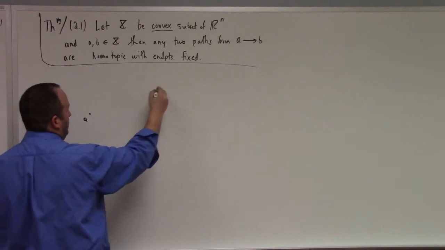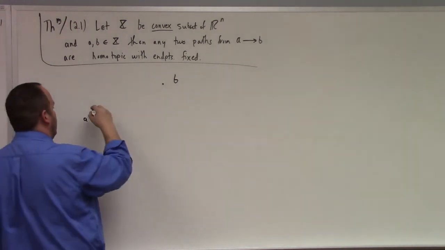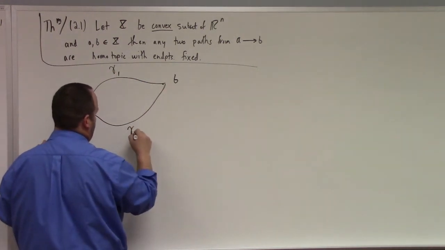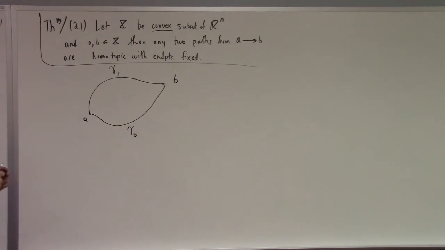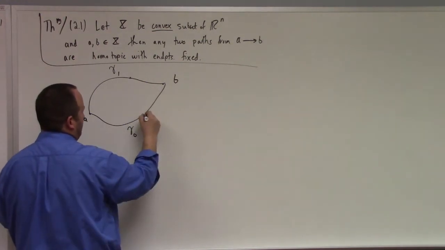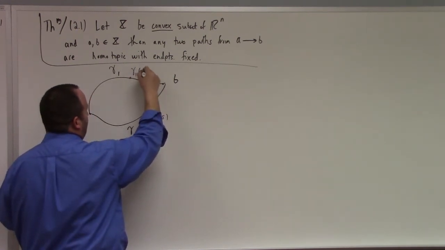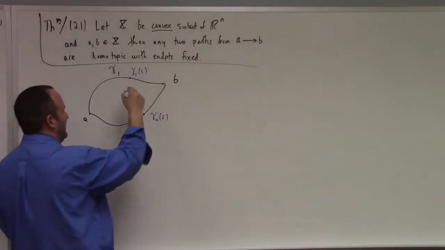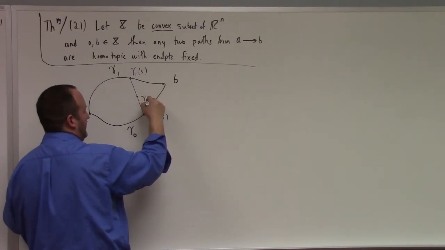You take a point A, you take a point B, whatever. This is just a heuristic for the proof. And so here's my gamma 0, here's my gamma 1. I keep saying gamma 2, I can't count. The thing is, you want to figure out a way to connect gamma 0 of S to gamma 1 of S. The simple thing to do is just to make a line from there to there, so its point in the middle would be gamma T of S.